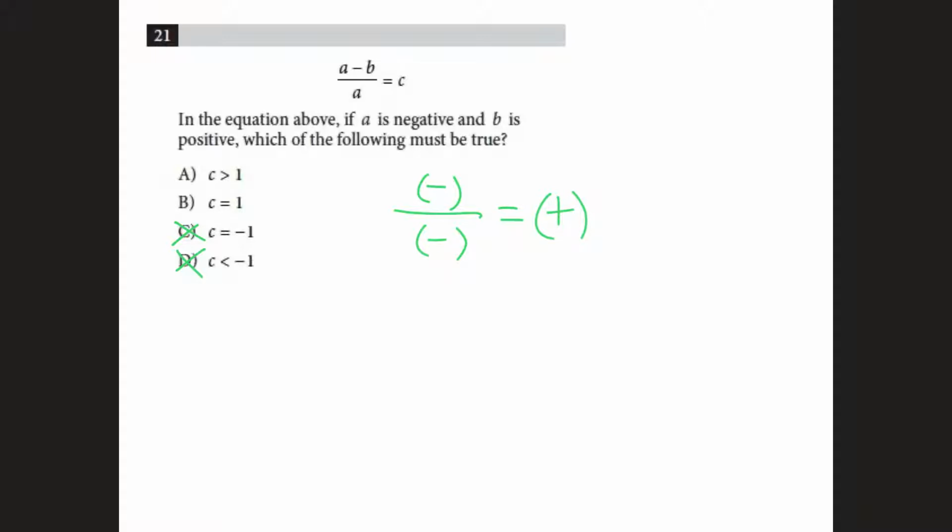Now for C to be equal to 1, well then A minus B would have to be equal to A. And since we know that one of them is positive and one of them is negative, that cannot be possible. So we know C has to be greater than 1.